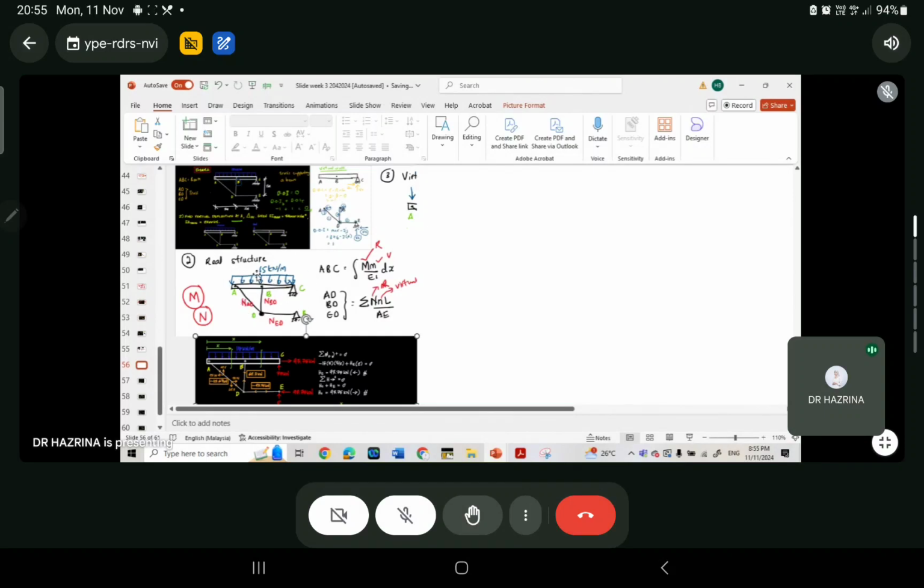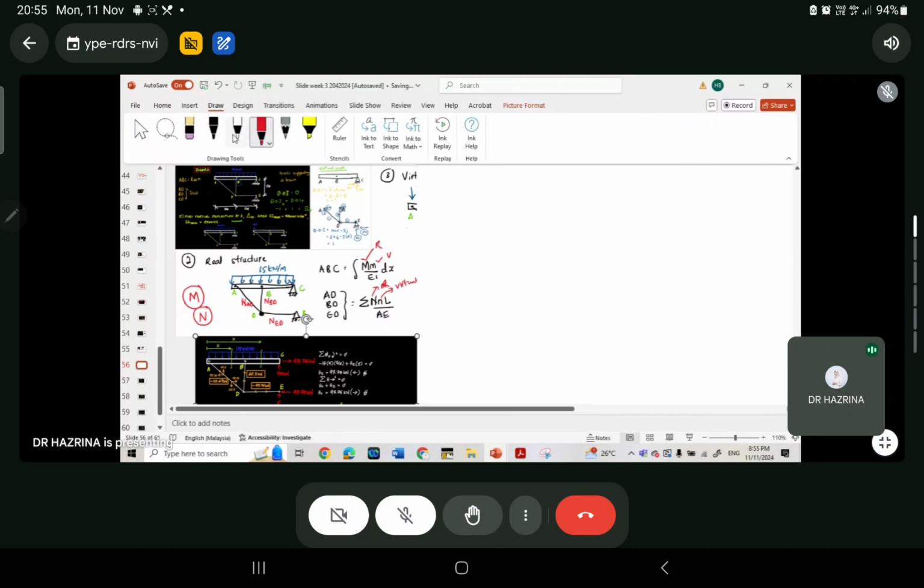So in this case, to calculate your real structure, what you have to do is bring out your real structure again and draw it again. Okay, so now we solve for your real structure.